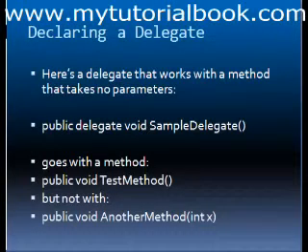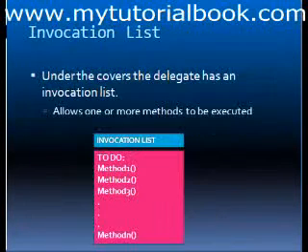How do we declare a delegate? Here's a delegate that works with a method that takes no parameters. So we declare public delegate void SampleDelegate, open close parentheses. This will go with any method that has the same signature, public void TestMethod. It won't work with a method that takes in an integer. So the last example, public void AnotherMethod(int x), is not compatible with the delegate declaration. You'll see this makes perfect sense when we try to invoke the delegate, because we pass the information into the delegate. So if there are different signatures, it's not going to work.